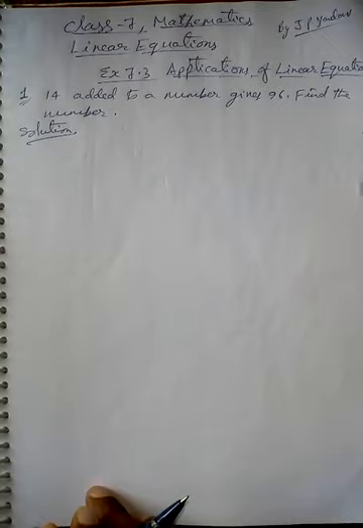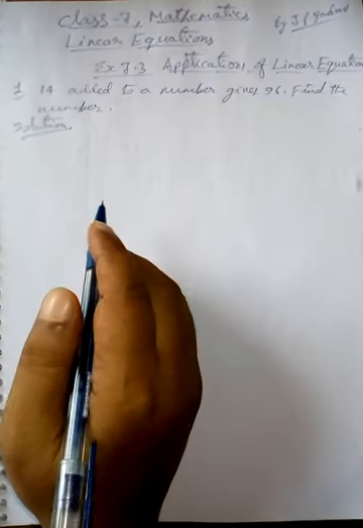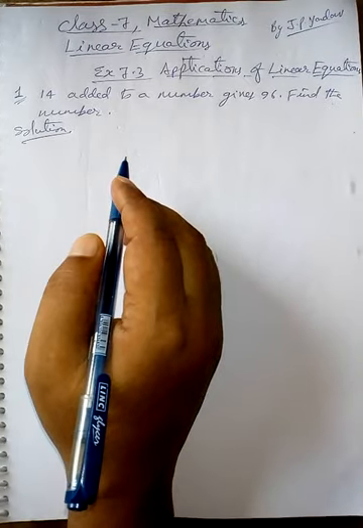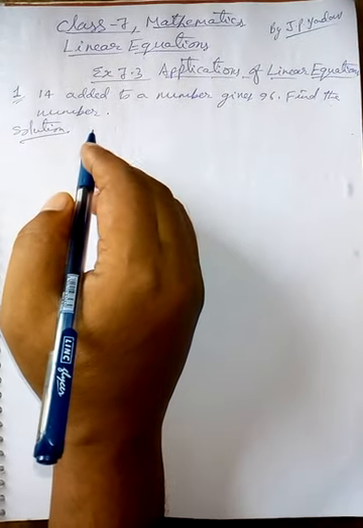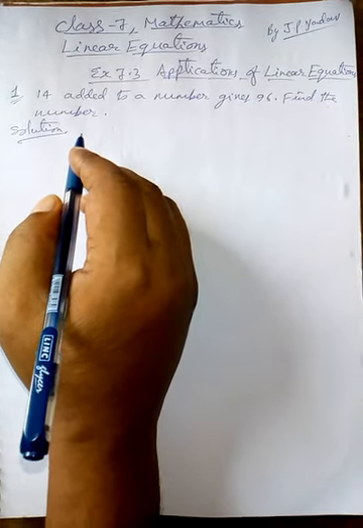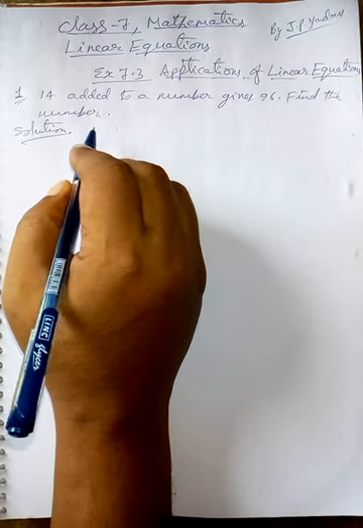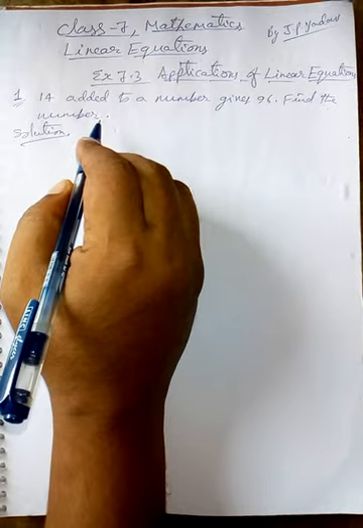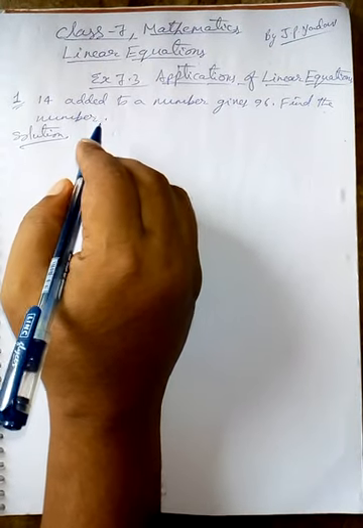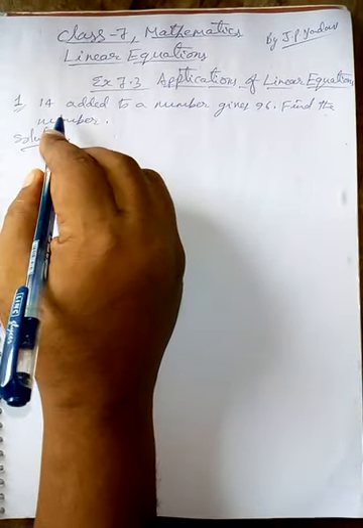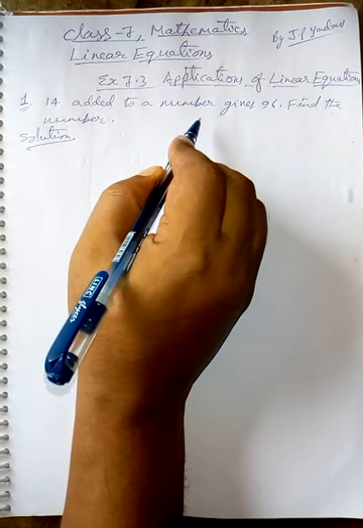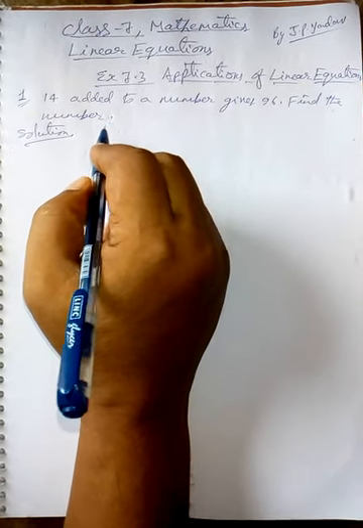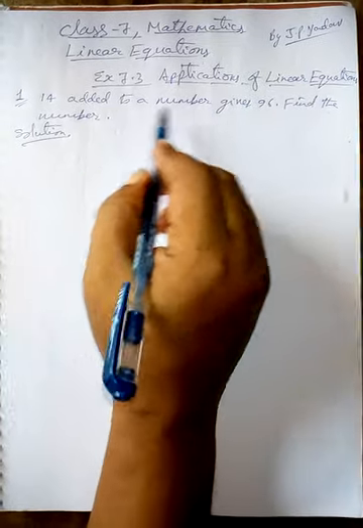We are going to do chapter 7 linear equations, exercise 7.3 applications of linear equations. In this chapter, we are going to use linear equations in daily life. How we use the linear equation in daily life, we are going to discuss this. The first question is: 14 added to a number gives 96. Find the number.